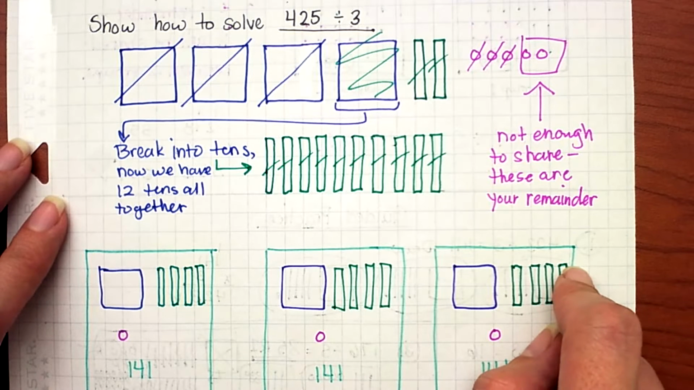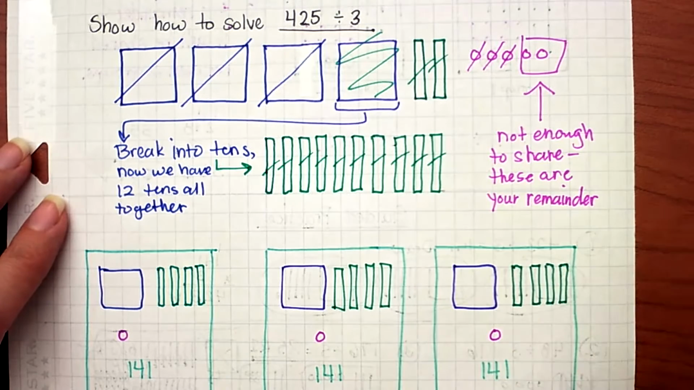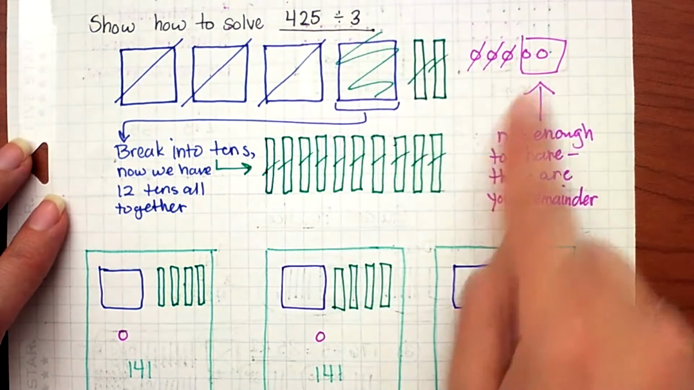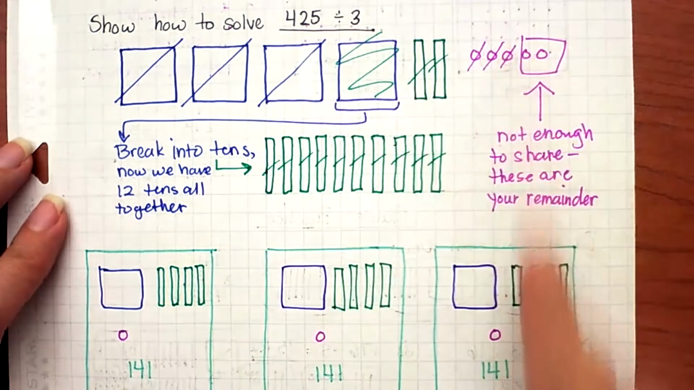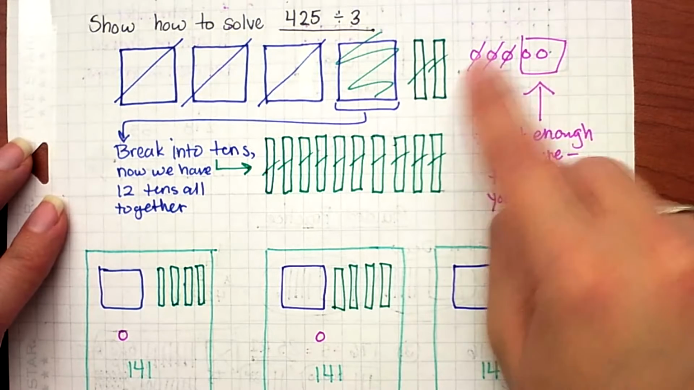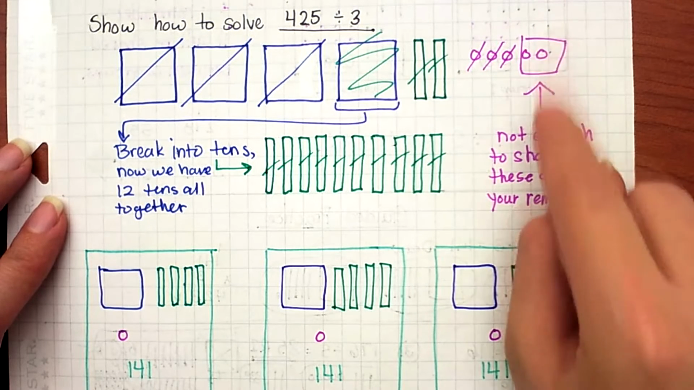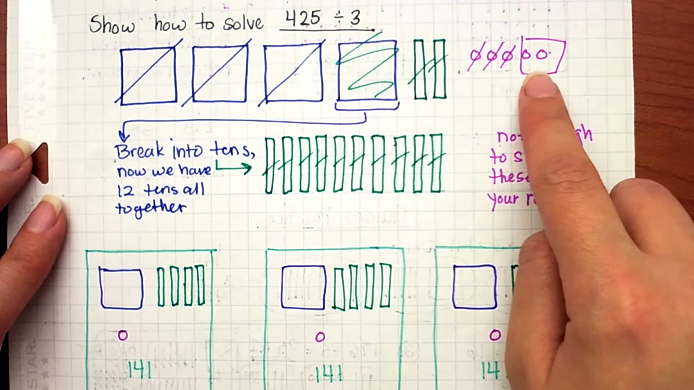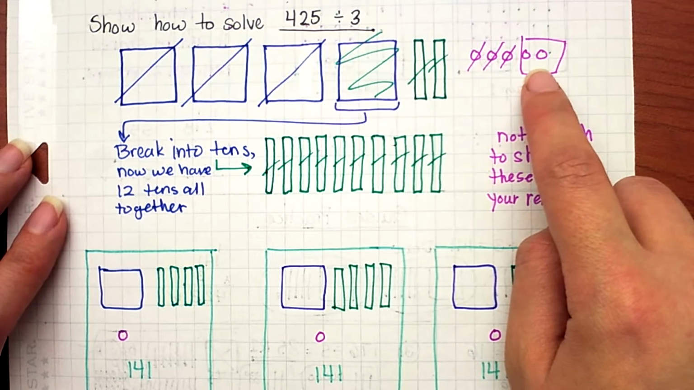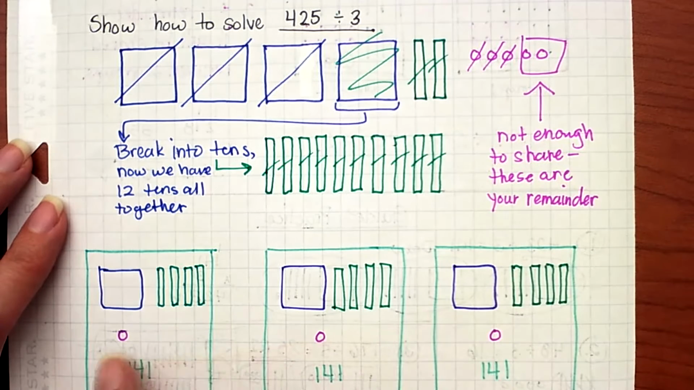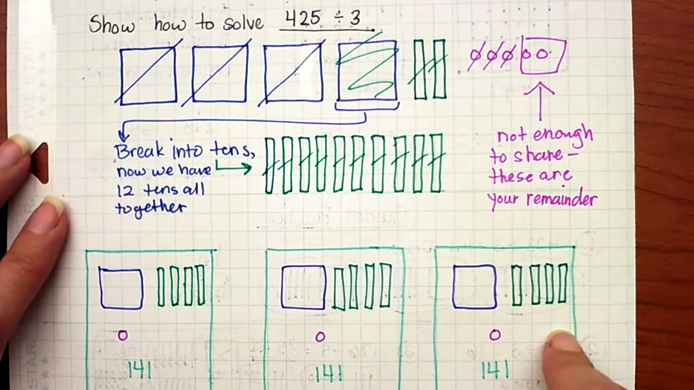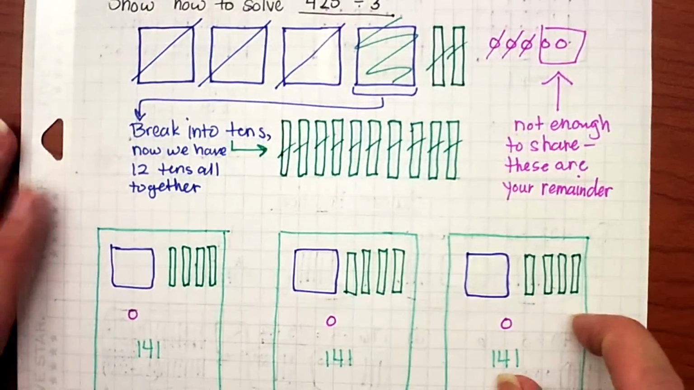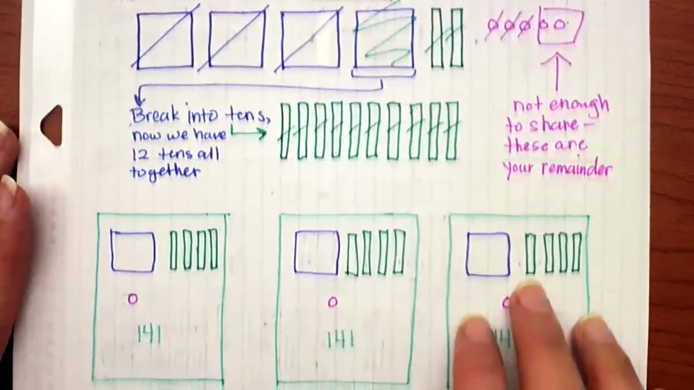Then I get to my ones. And here I can see I have 5 ones right here. Put a 1 here, put a 1 here, put a 1 here. I've used 3 of my ones. I crossed them out while I was working so that I know how many I've used. Now I'm left with these 2 ones right here. So these are not enough to share equally between 3 groups because you can't make 3 out of 2. So this is going to be my remainder.